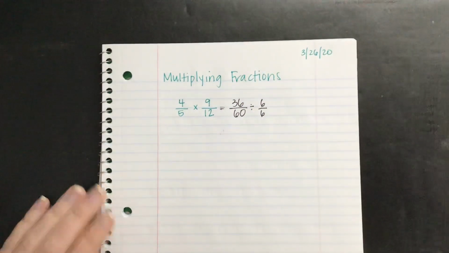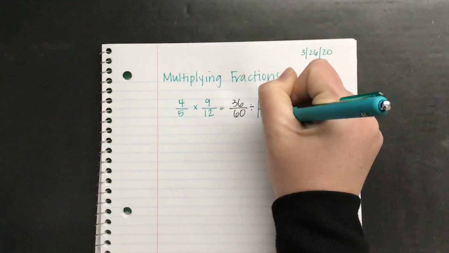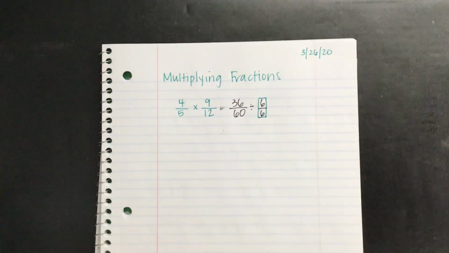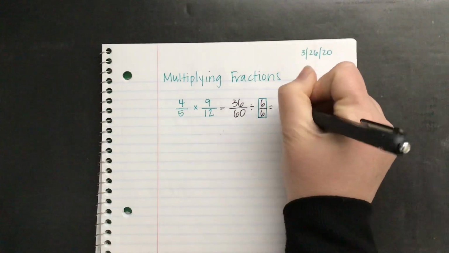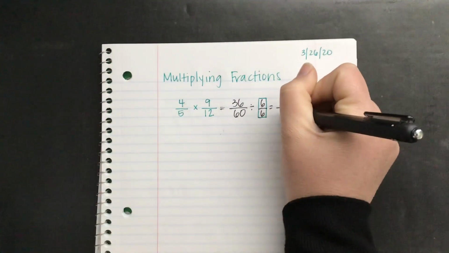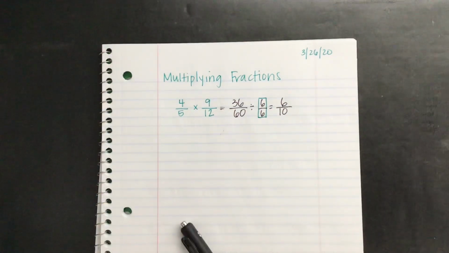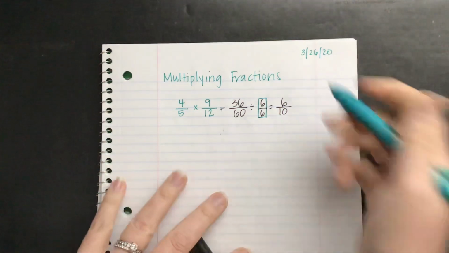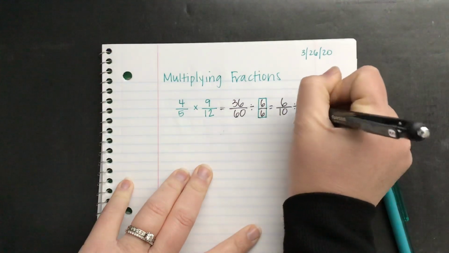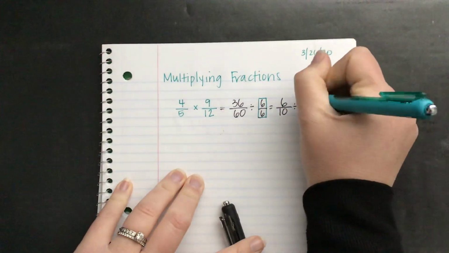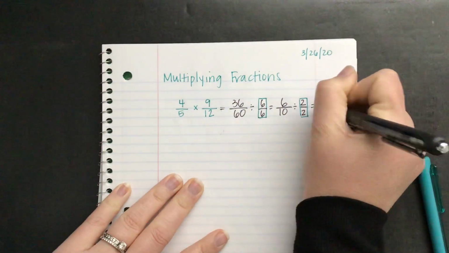And remember, in my class we call this the big 1, right? This is just a 1. And when you divide any number by 1, it's the same number. 36 divided by 6 is 6, and 60 divided by 6 is 10. Right, now I've got 6 over 10, and I know that I can also reduce that because both of those numbers are even. So I'm going to divide again by 2 over 2, which is also a big 1. And that's going to give me my final answer of 3 over 5.